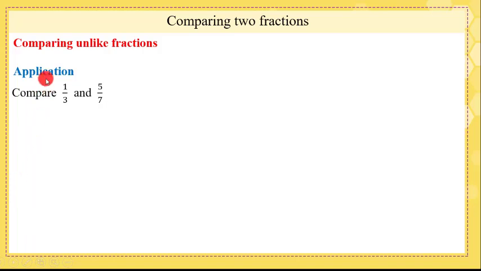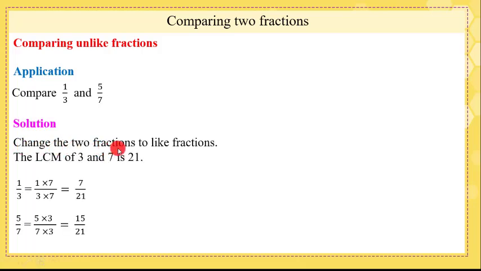Now let us solve the following application. Compare 1 over 3 and 5 over 7. Please pause the video and try to solve the application. Solution. First, change the two fractions to like fractions. The LCM of 3 and 7 is 21. Hence, multiply the denominator 3 by 7 to get 21. Remember that whatever we do to the denominator, we've got to do to the numerator. So multiply 1 by 7 to get 7.